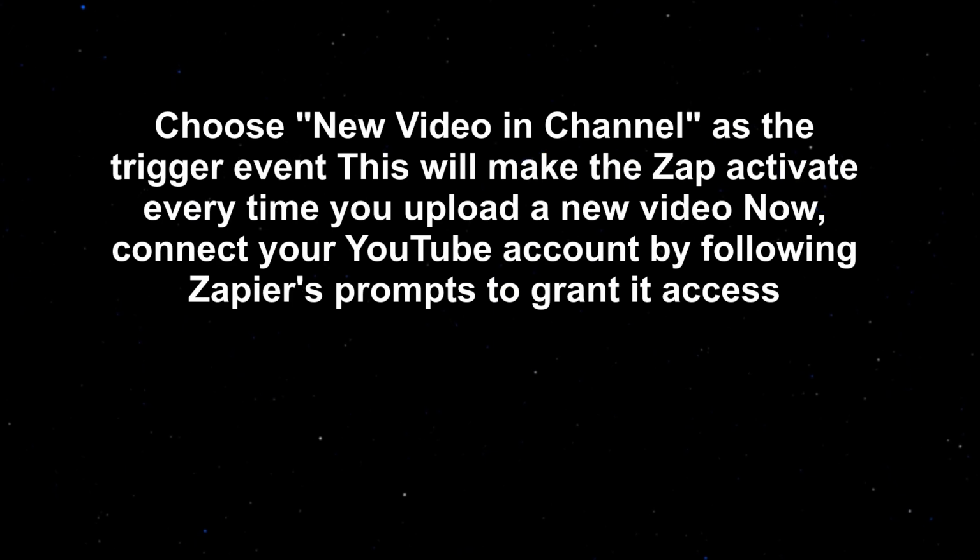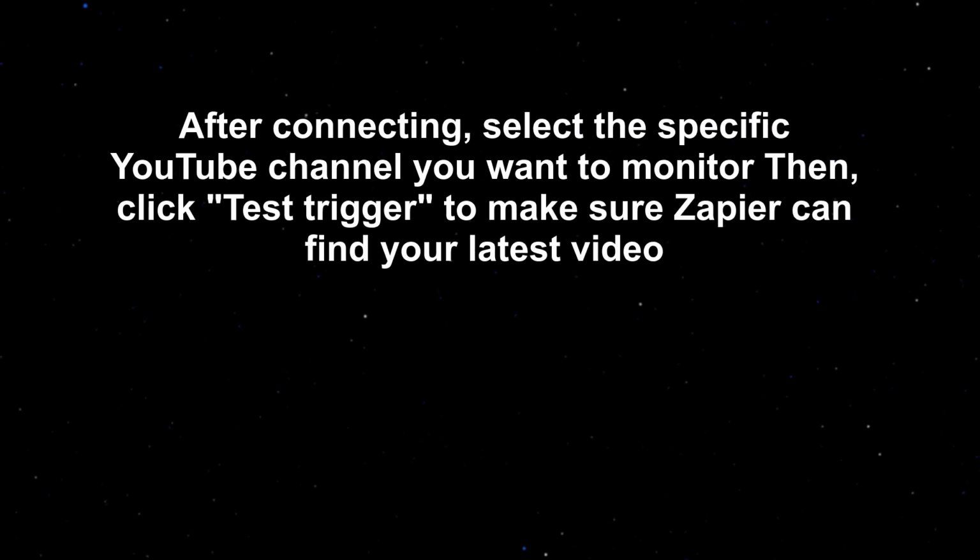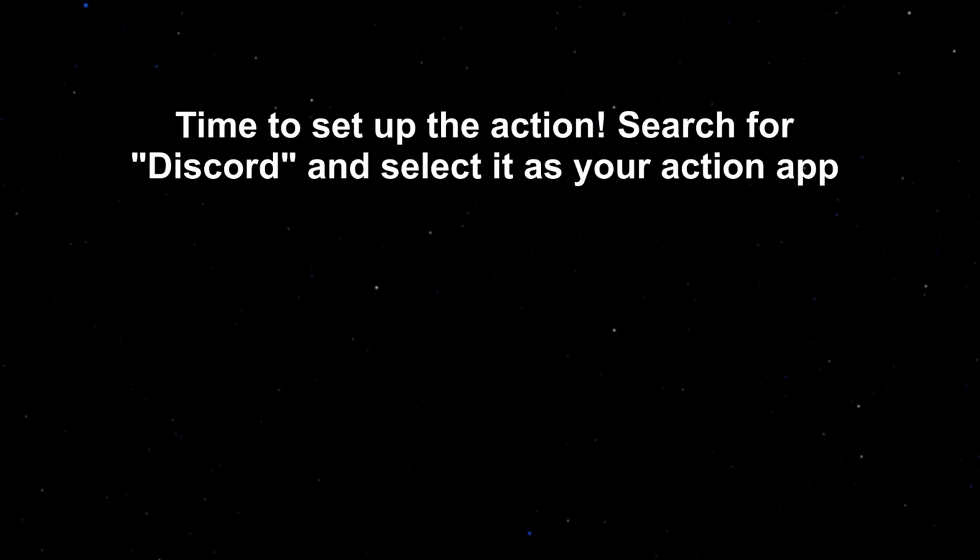Now, connect your YouTube account by following Zapier's prompts to grant it access. After connecting, select the specific YouTube channel you want to monitor, then click Test Trigger to make sure Zapier can find your latest video. Time to set up the action.